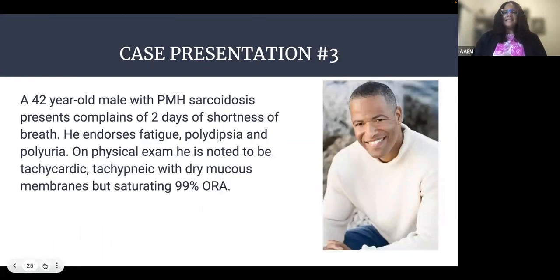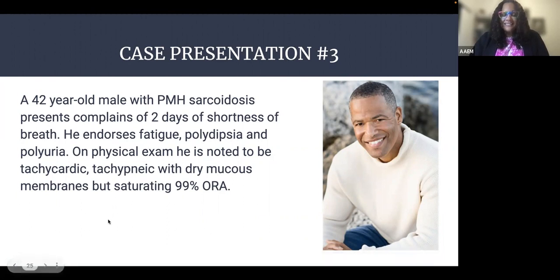And then let's go into our last case presentation. A 42-year-old male with past medical history of sarcoidosis presents complaining of 2 days of shortness of breath. He endorses fatigue, polydipsia, and polyuria. On physical exam, he's noted to be tachycardic and tachypneic with dry mucous membranes, but saturating 99 to 100% on room air.